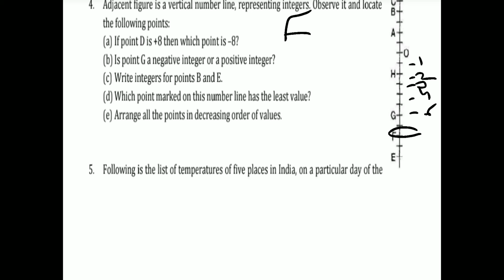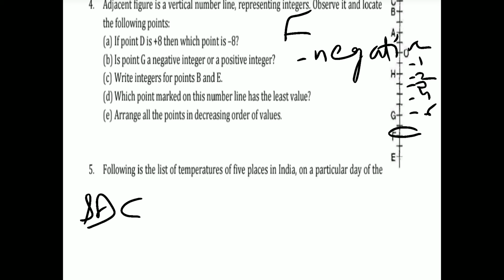Now if g is a negative integer or a positive integer, it is a negative. Minus comes, down one is considered negative. So this is negative. You have to write in the copy only negative integers. Then write the integer for point B. So solution C I am writing here.